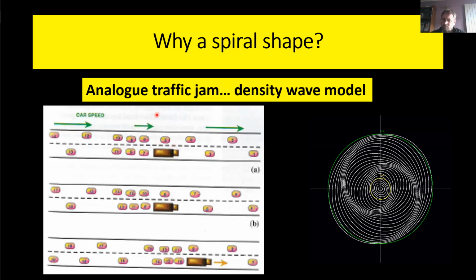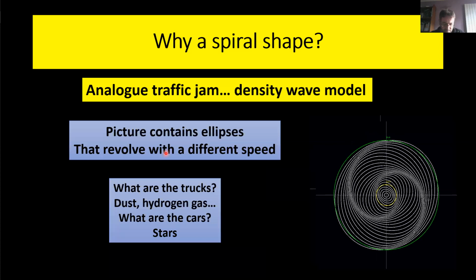So what would be the truck here? What would be the car? The trucks would be the dust and hydrogen gas, making a viscous medium. And the cars are the stars. So if the stars come into this viscous medium, they might be slowed down a bit. Then, of course, the others come with full speed and you get the congestion. This would be one thing.